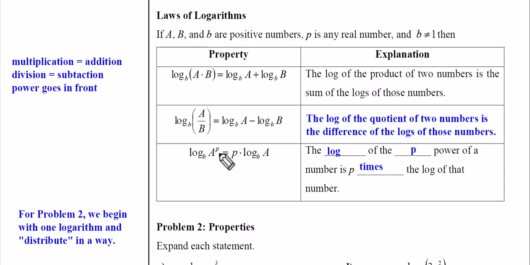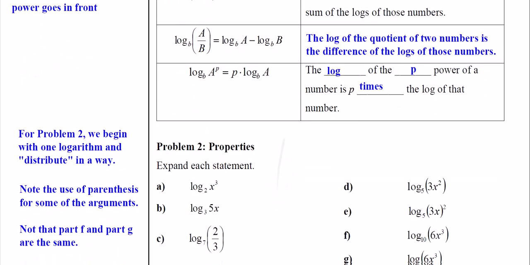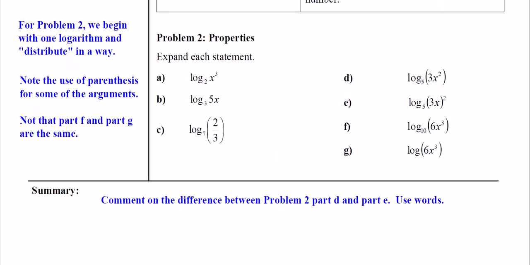And then there's a special one. What if your argument has a power, p? Well, you take that p and you drop it in front, and it's just p times the logarithm. So it's that power, or that exponent, times the logarithm. And what if you have a number in front of the logarithm? Well, you put it back up as a power if you want. That may not have made any sense, so let's show you some examples.